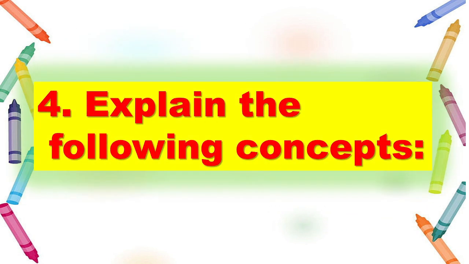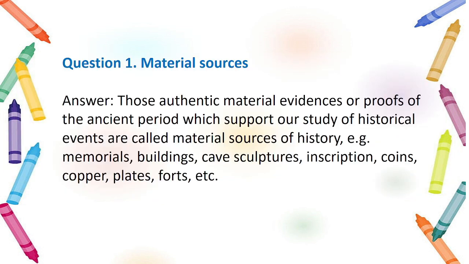So student, next is the fourth question. Explain the following concepts. So let's start with the first. Material sources. This kind of question is asked in exams for 2 marks. Answer: those authentic materials, evidences or proofs of the ancient period which support our study of historical events are called material sources of history. So this is the definition.